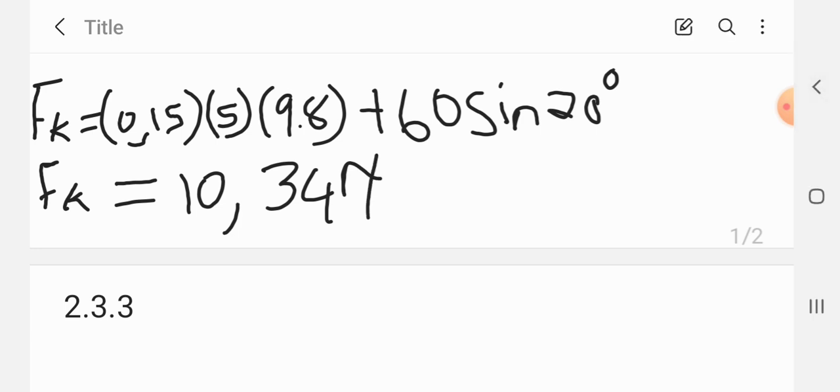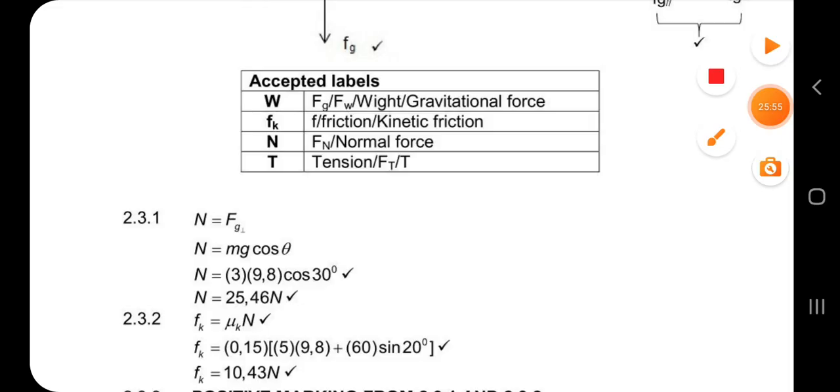So now we can do 2.3.3. From the memo here you have 2.3.1 and 2.3.2. So we'll do 2.3.3.